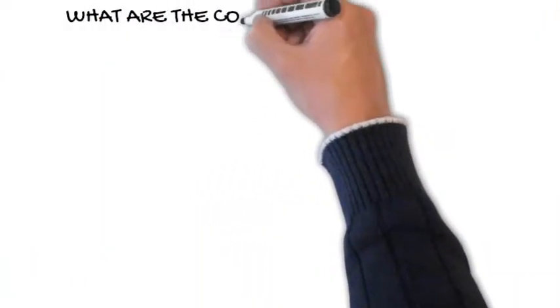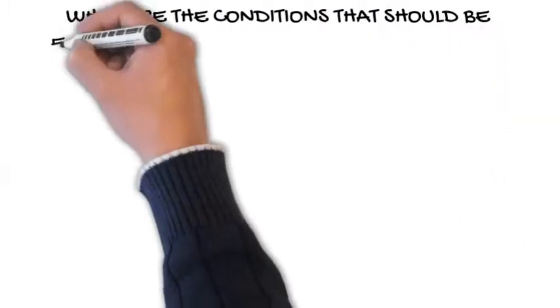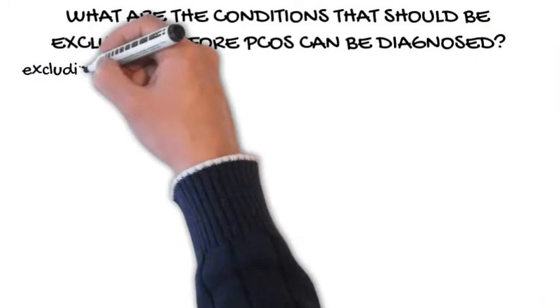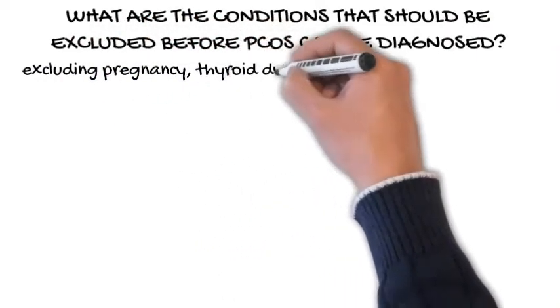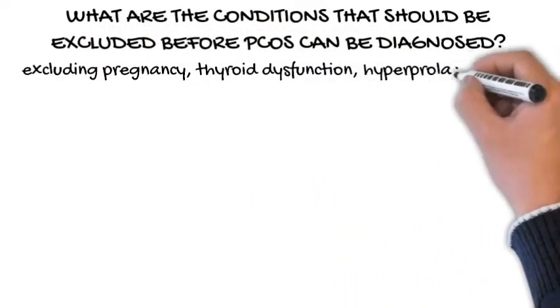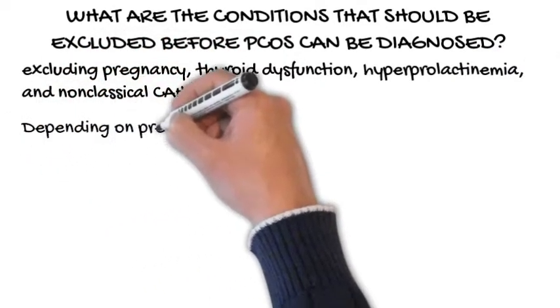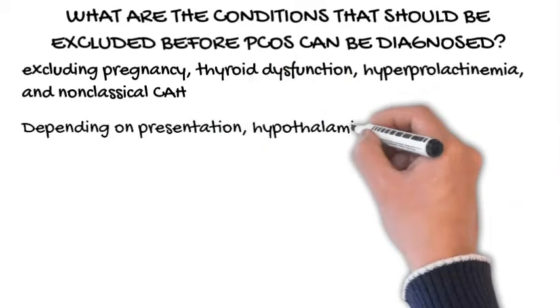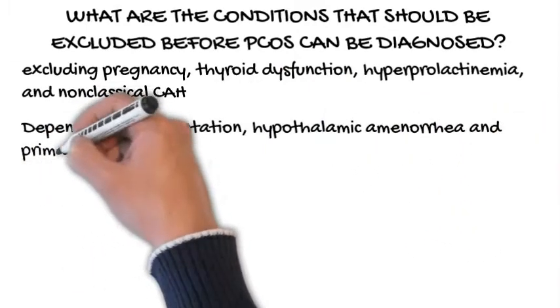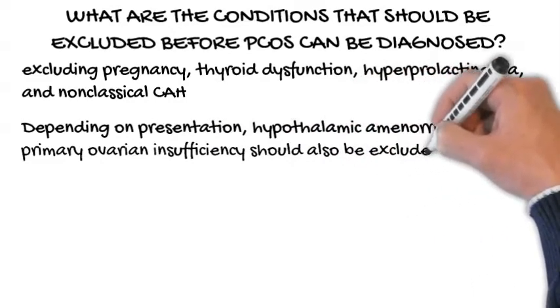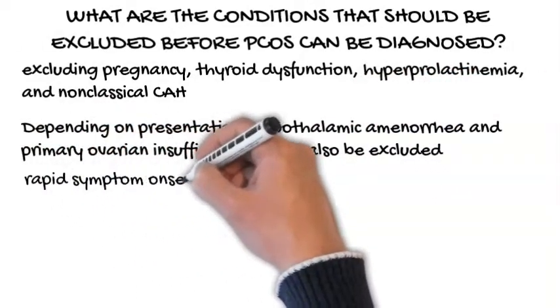What are the conditions that should be excluded before PCOS can be diagnosed? For any woman with suspected PCOS, guidelines recommend excluding pregnancy, thyroid dysfunction, hyperprolactinemia, and non-classical congenital adrenal hyperplasia. Depending on presentation, conditions such as hypothalamic amenorrhea and primary ovarian insufficiency should also be excluded.